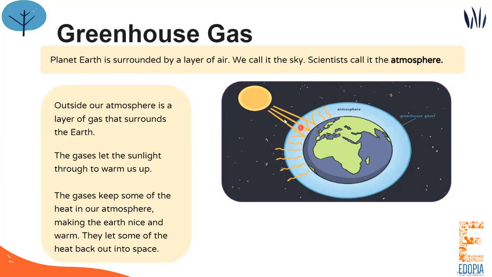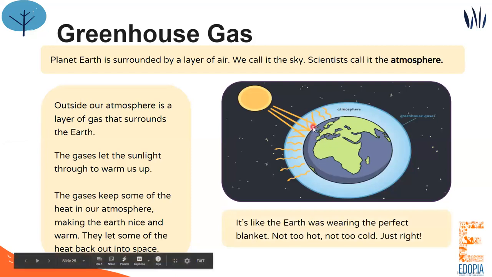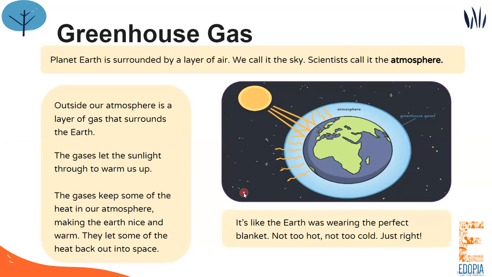These gases let the sunlight in to warm the Earth up. But these gases also have another important function. They don't let all of the heat out of the atmosphere, but they let some of the heat back in. So it is just like a warm blanket covering the Earth, and they keep the Earth not too hot, not too cold, but just right. So these gases help keep the Earth warm at the right amount of temperature.